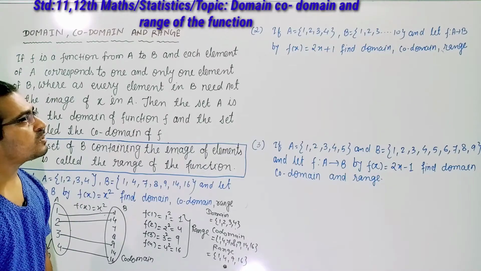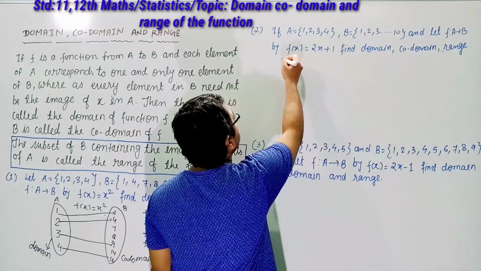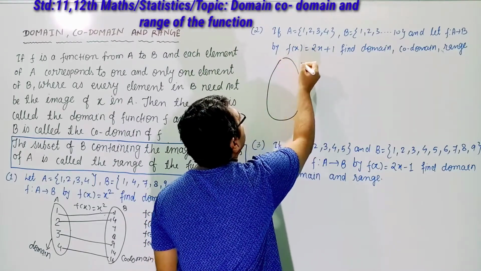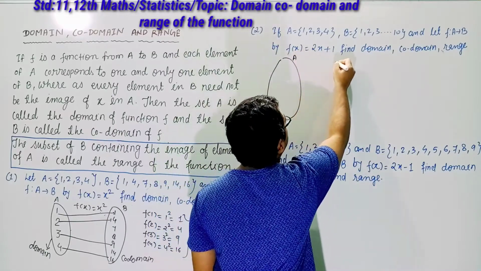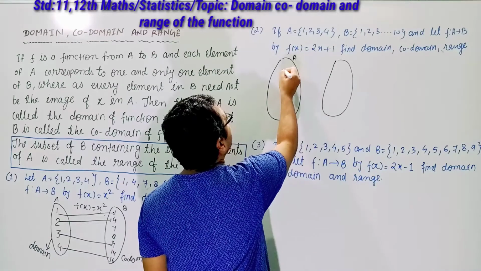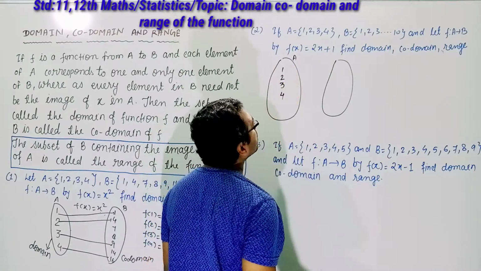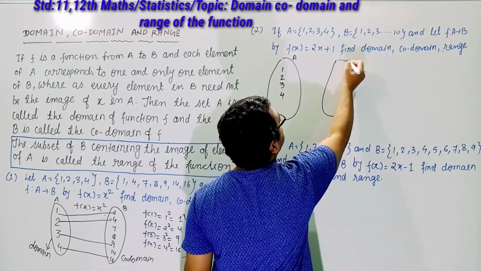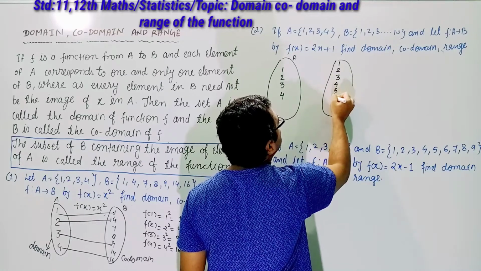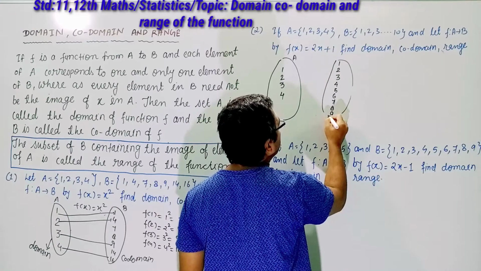Students, here we have two more examples. Let us see. Here you can see that you have two sets, A and B. The elements of set A are 1, 2, 3 and 4, and the elements of set B are 1, 2, 3, 4, 5, 6, 7, 8, 9, 10.